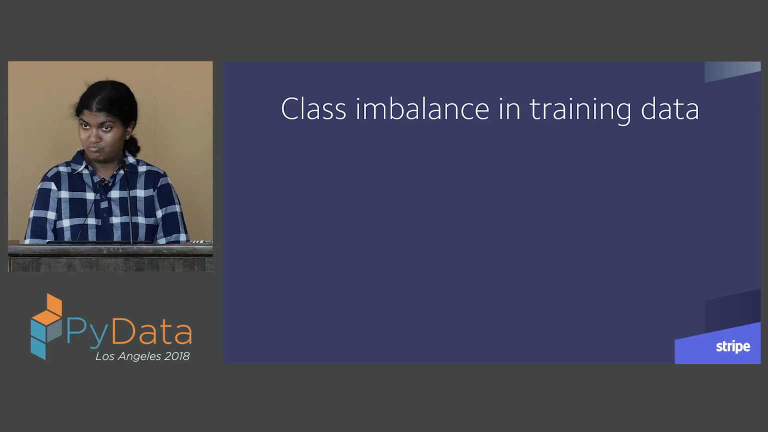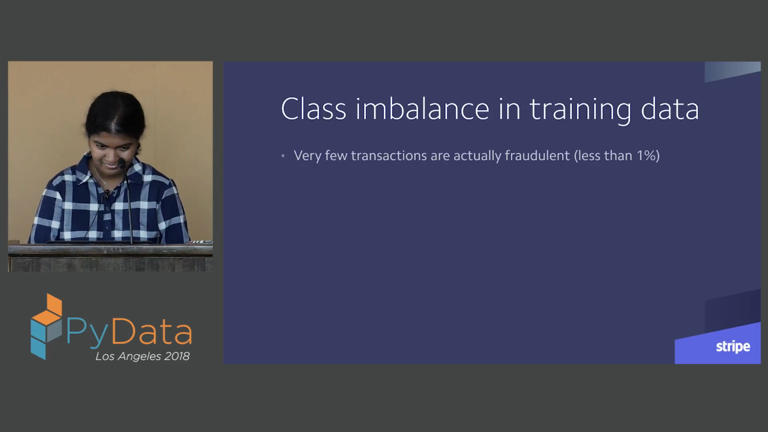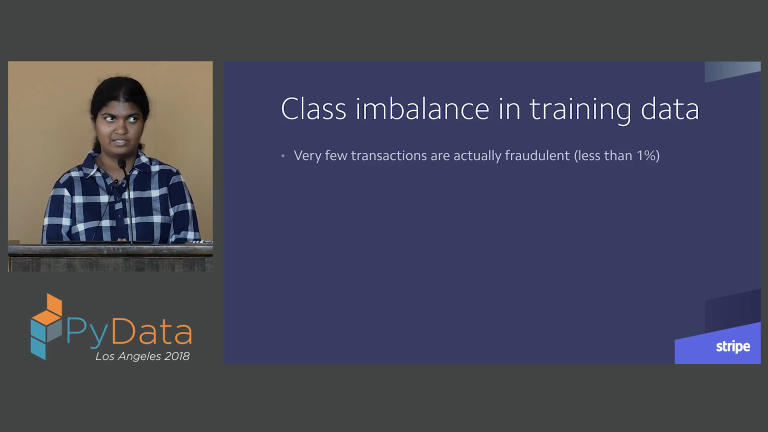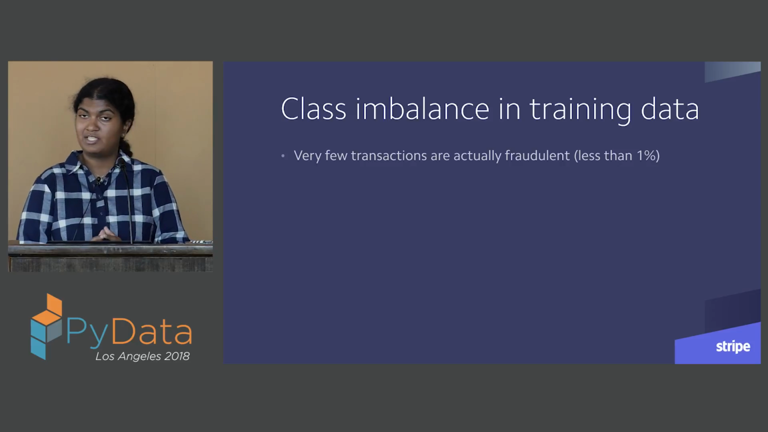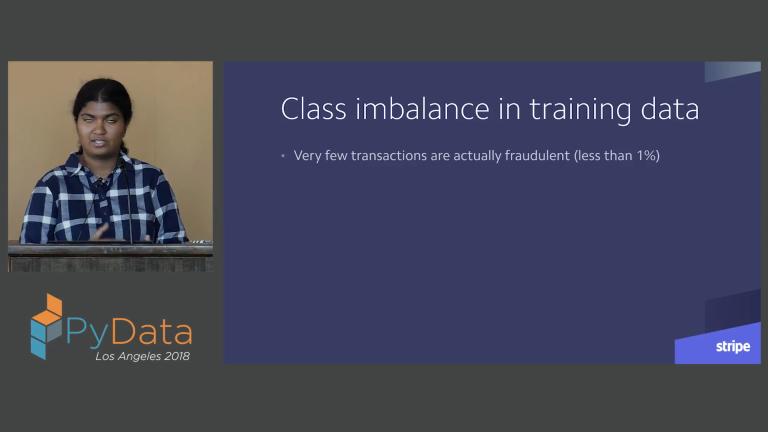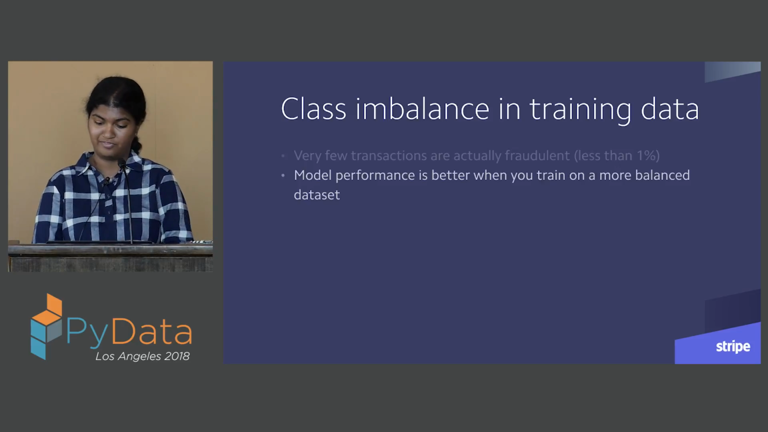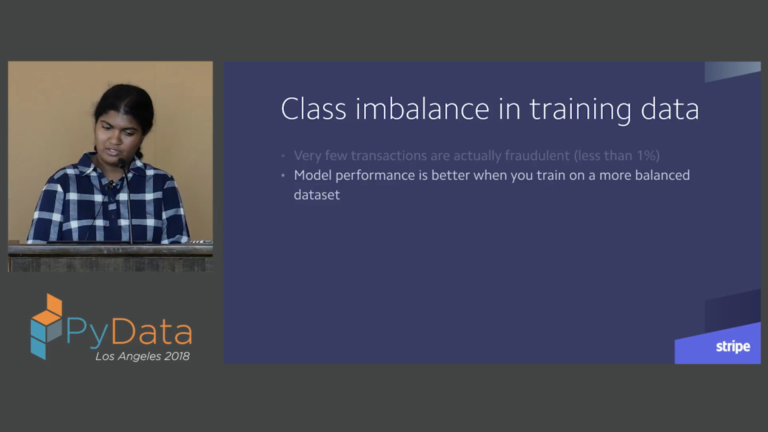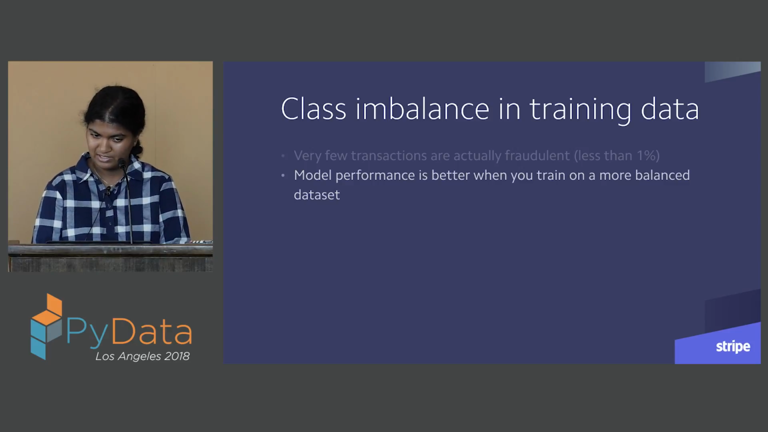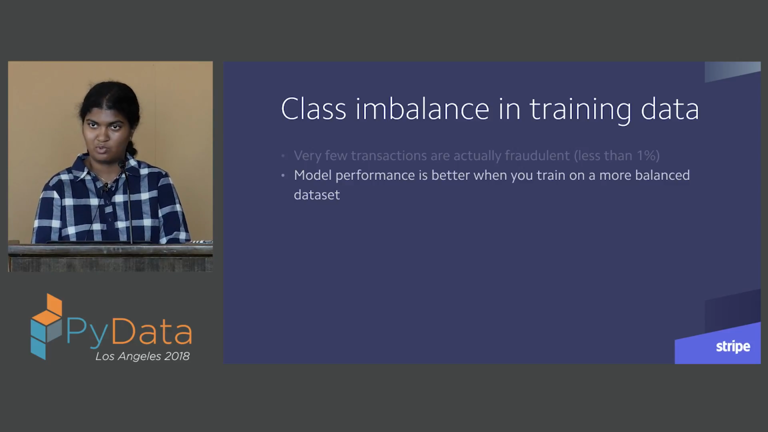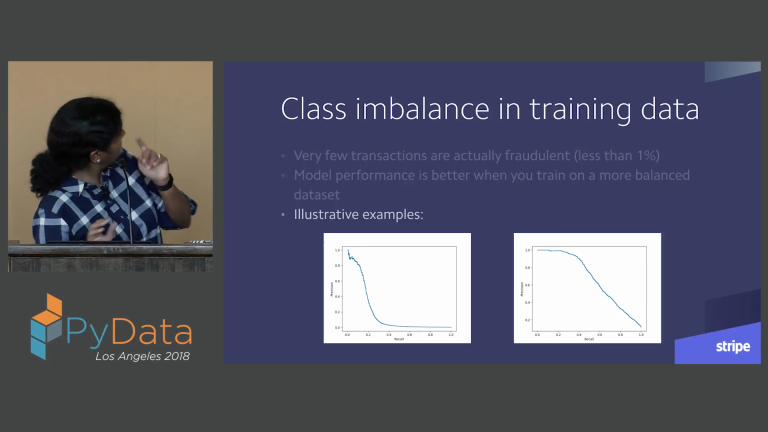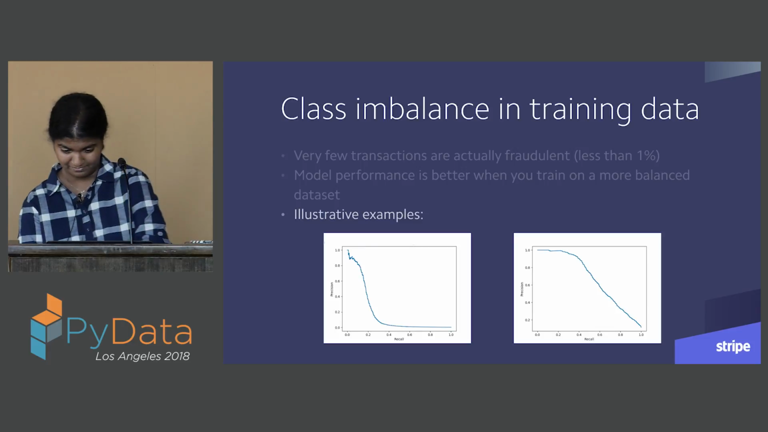Now, with that in mind, let's talk about class imbalance. As I mentioned a little while ago, very few transactions that we see are actually fraudulent. This is less than 1%. So it means that more than 99% of transactions are legitimate and made in good faith. However, it also turns out that model performance is better when you train on a more balanced data set. And as proof of that, you can mostly see these.